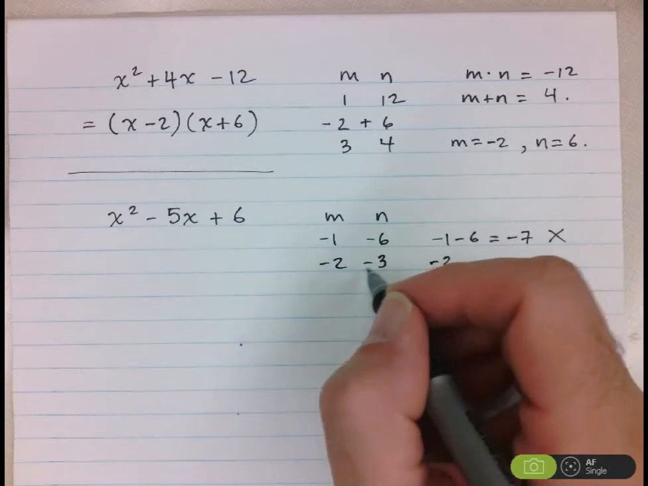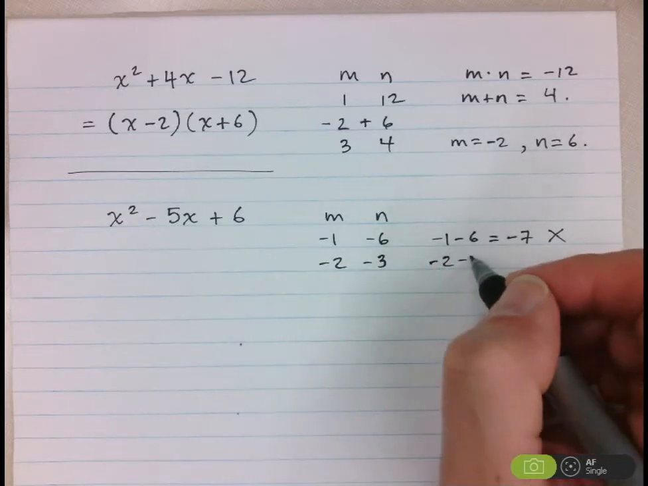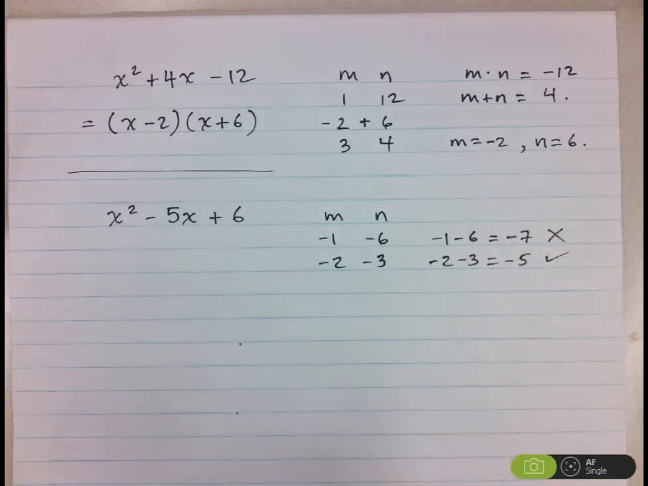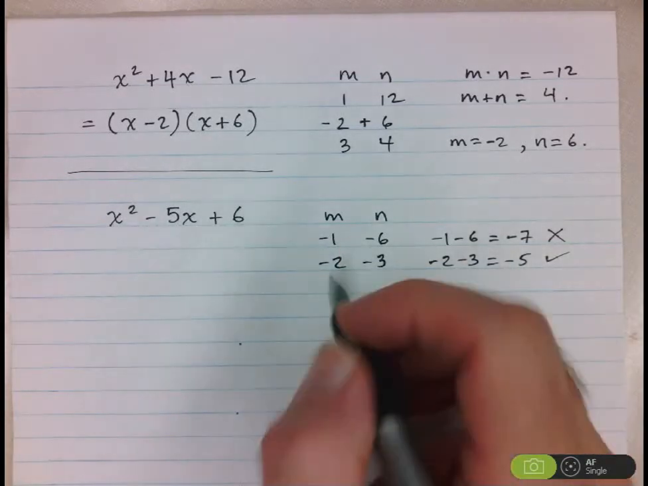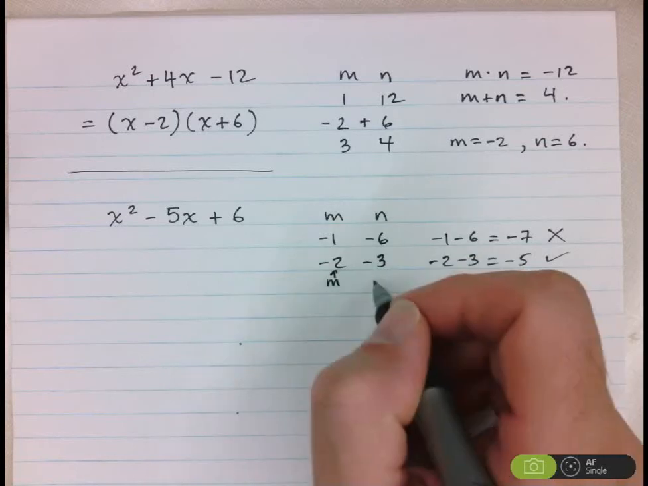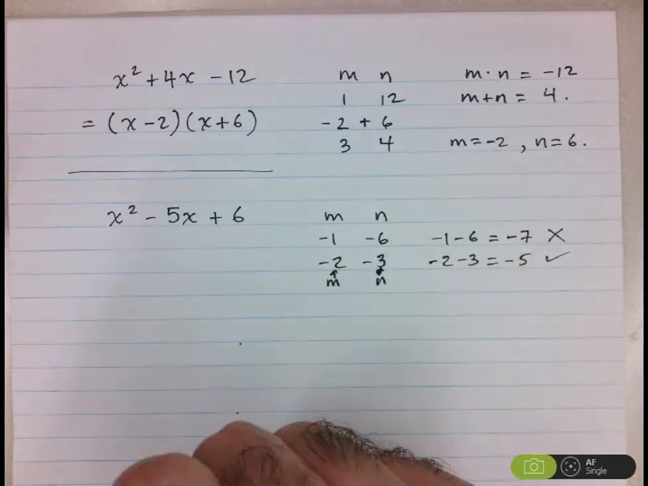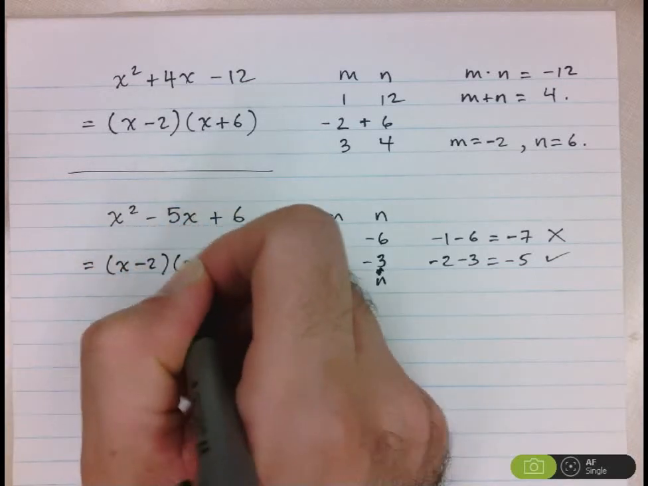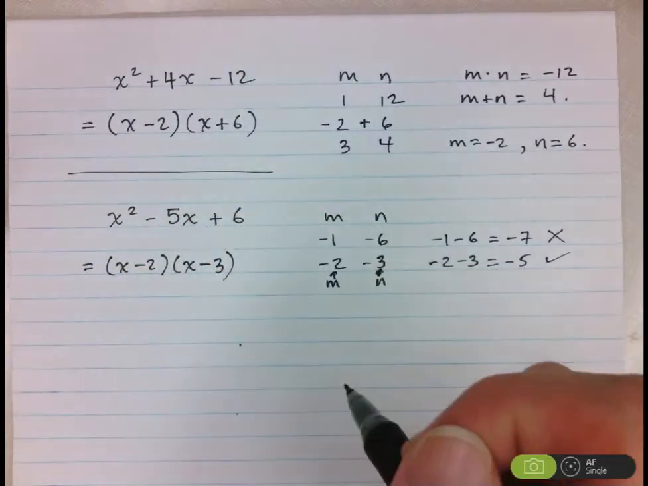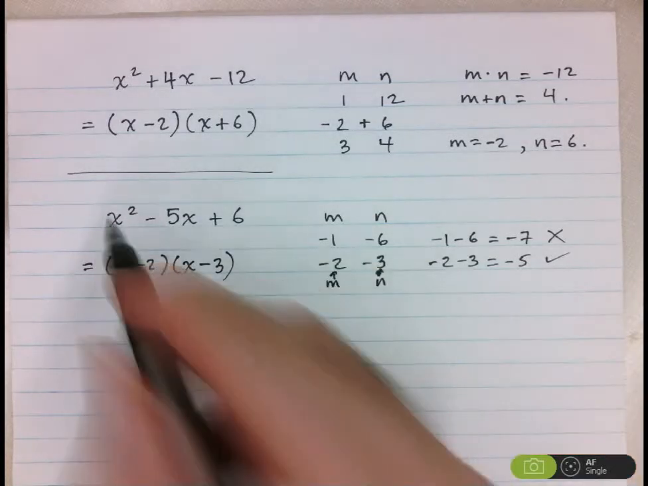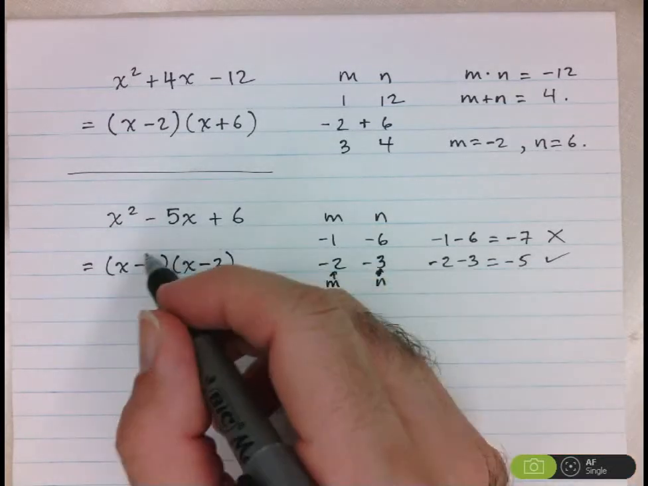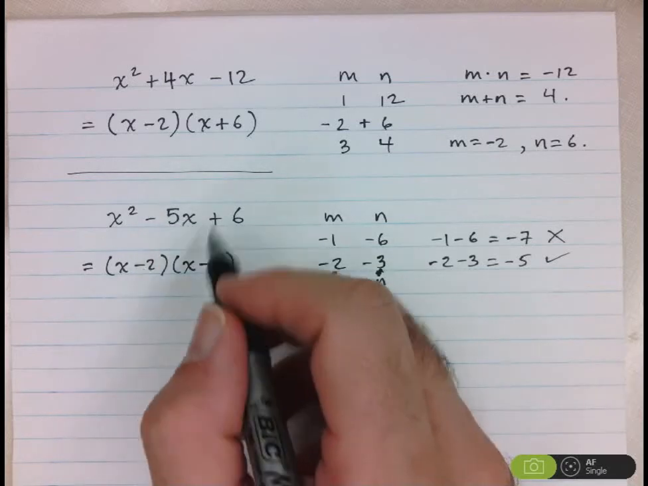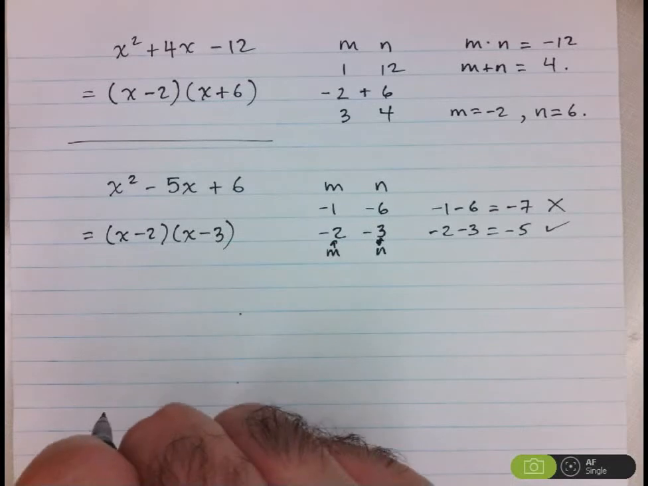Let's take this one here. Negative 2 plus negative 3 is like negative 2 minus 3, and negative 2 minus 3 is negative 5. So that works. So my two numbers are m equals negative 2 and n equals negative 3. And so my factorization would be x minus 2 times x minus 3. And let's check to see if that works. x times x, x squared, negative 3x minus 2x, that's negative 5x, and negative 2 times negative 3 is positive 6. So that works yet again.